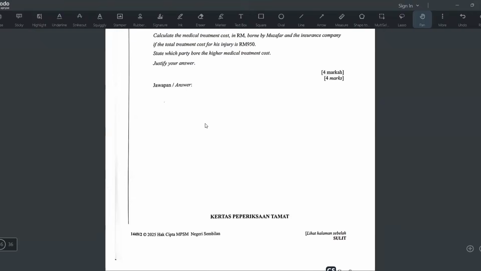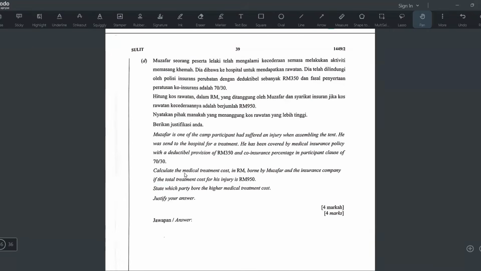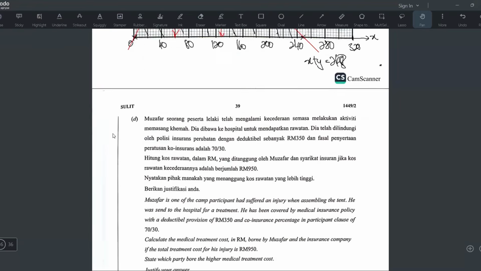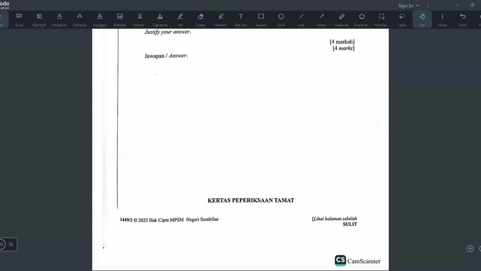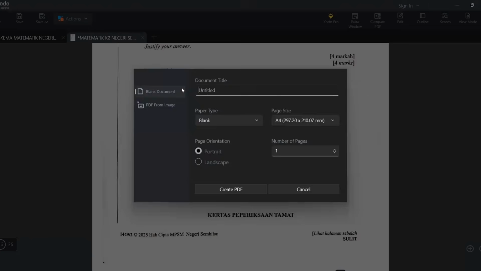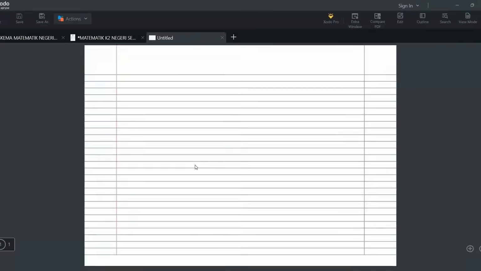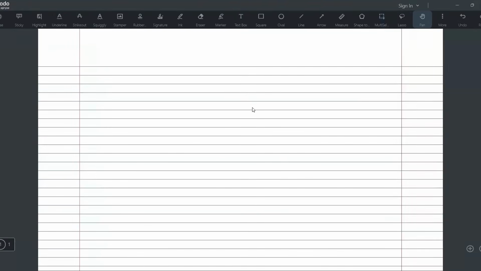Okay, done. Oh, there's one more. Okay, D. Okay, what is this? Medical. So I should be giving you the medical insurance formula right now. Okay, there's no space here, so I'm just going to create a document. So I don't even want to read the question. I just want to give you the medical insurance formula.